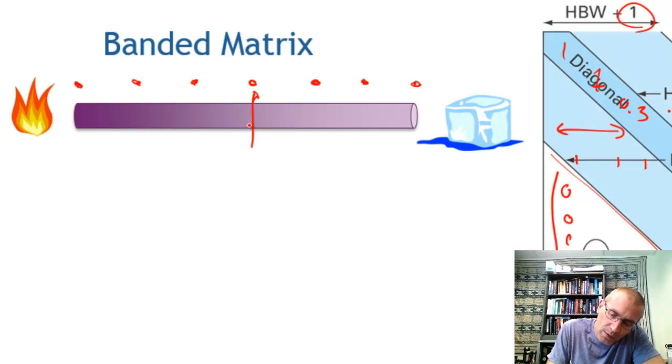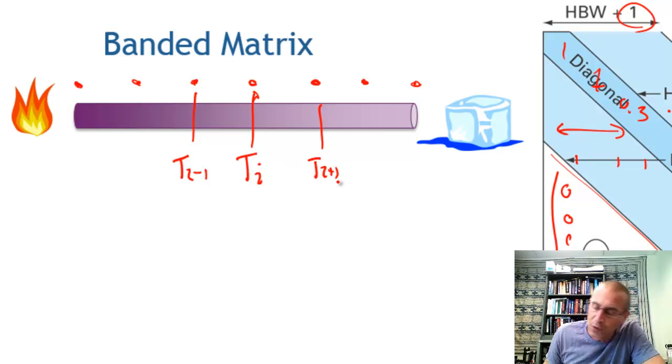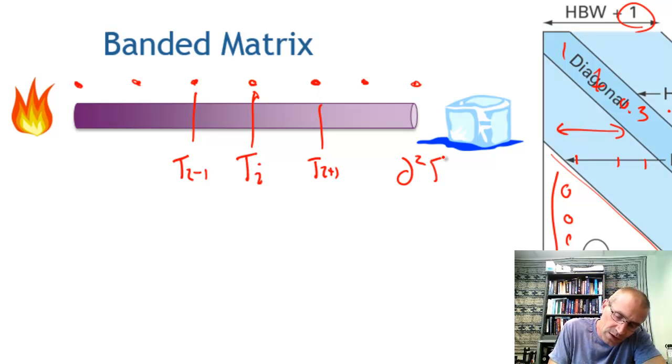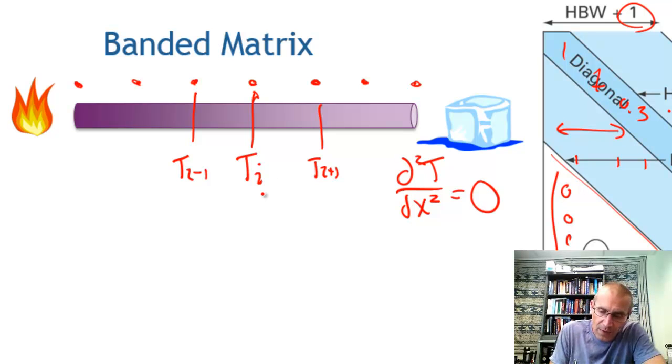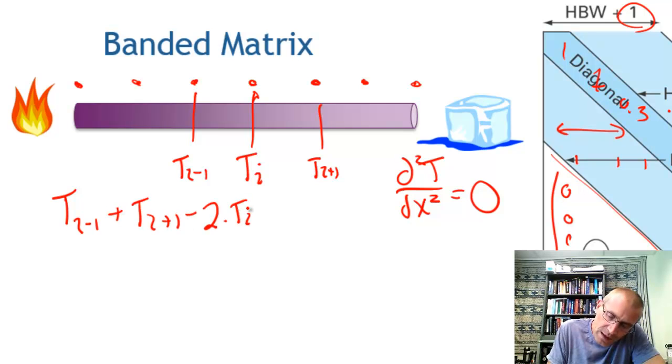So I'm going to have some number of discretized points over here. For example, that point right there I might call the temperature at node i. Then this temperature over here will be the temperature at i minus 1, and that one right there will be the temperature at i plus 1, etc. As I showed in a previous video, if I want to numerically approximate the second order derivative, d squared T, dx squared equals 0, steady state temperature, I can express that in terms of the temperature T sub i and the two temperatures next to it. That equation was T at i minus 1 plus T at i plus 1 minus 2 times T at i is equal to 0. So right there was the numerical approximation of that.